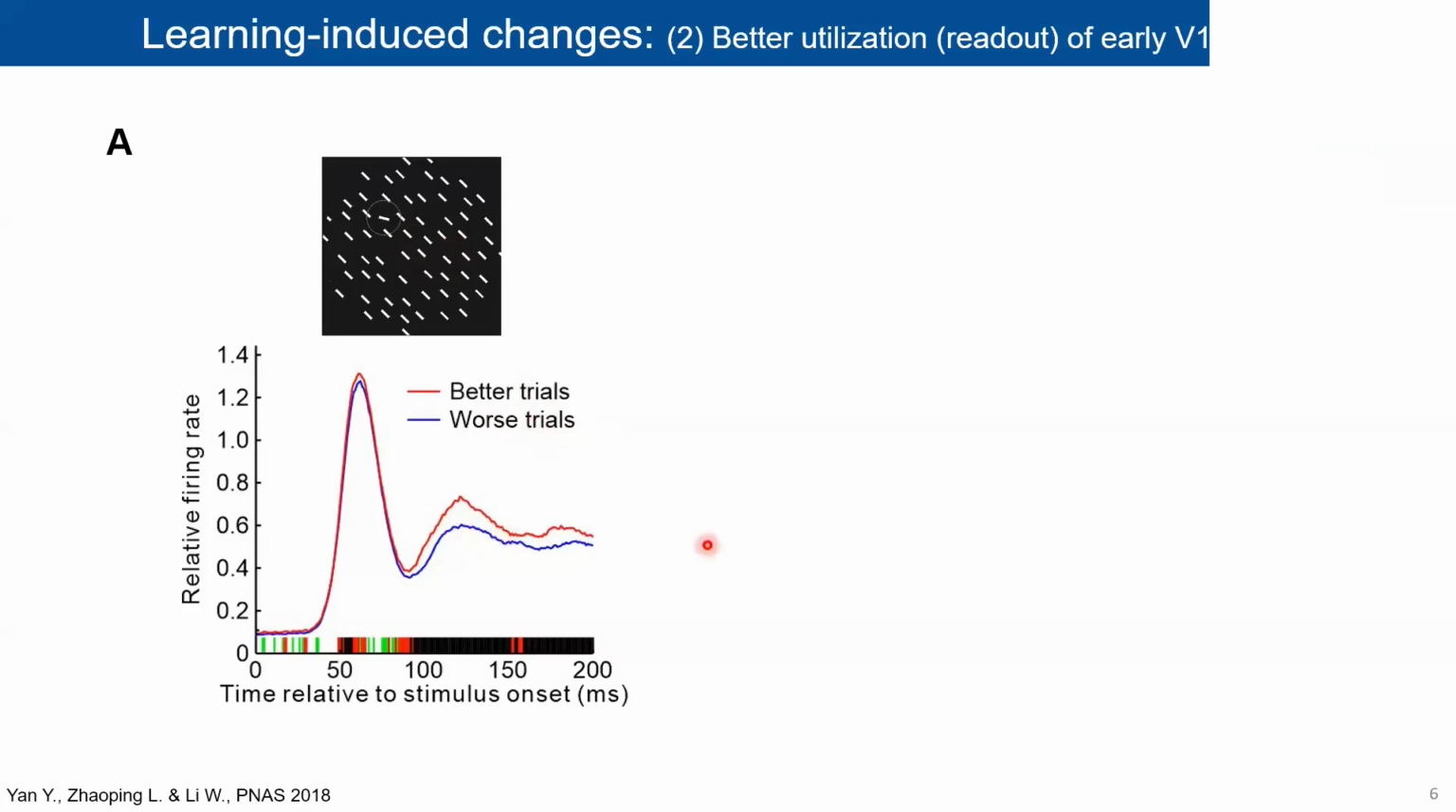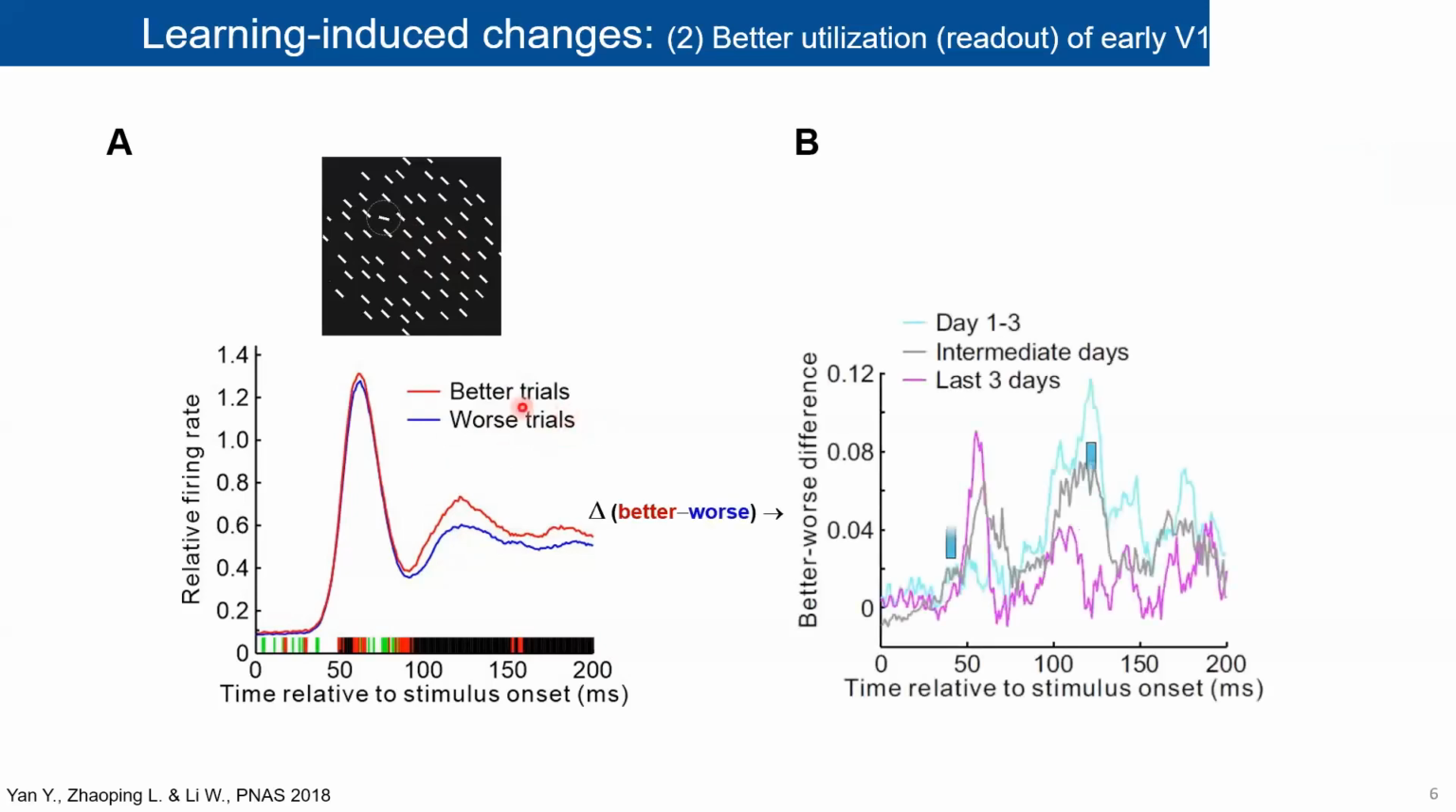We computed the better-worse difference, the red curve minus the blue one, and compared the 3 training stages: the early training days, intermediate training days, and the late training days. We can see the better-worse difference increased in the early component of V1 responses with training and decreased in the late component of V1 responses. This suggests that training results in better utilization or readout of early V1 signals for solving the detection task. In this task, the task-relevant information is local discontinuity in orientation between the singleton and the background.